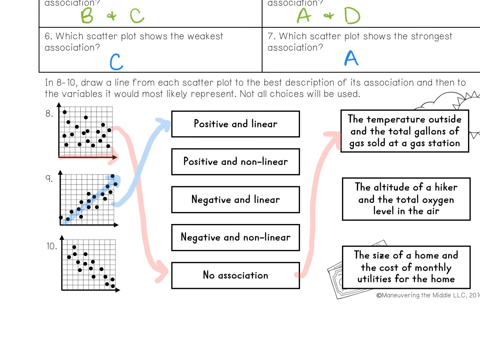So I'm looking for a description where the independent variable and the dependent variable are both going to increase. I'm going to be looking at the last two descriptions, the altitude of a hiker and the total oxygen level in the air. Well, I know that as altitude goes up, oxygen actually goes down. So that's not a positive association. But the size of a home and the cost of the utilities are going to be a positive association because as the size goes up, so will the cost.